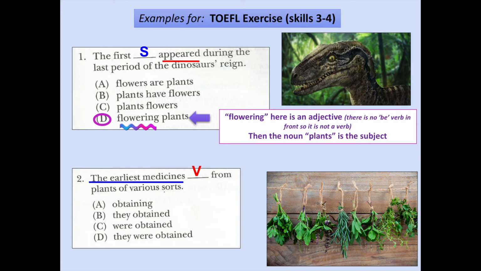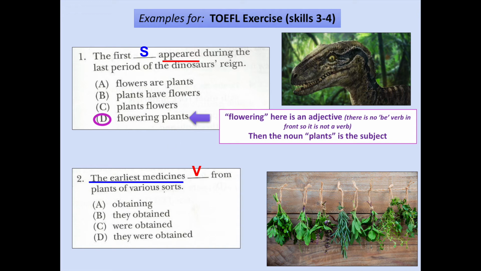Dog flowering plants. We see a present participle here. There's no be verb in front of it, so it is not a verb, it's an adjective. And then there is the subject, plants. So D is our answer.